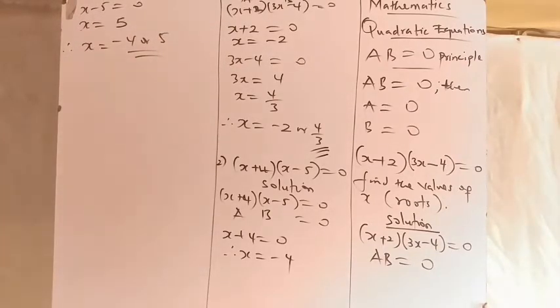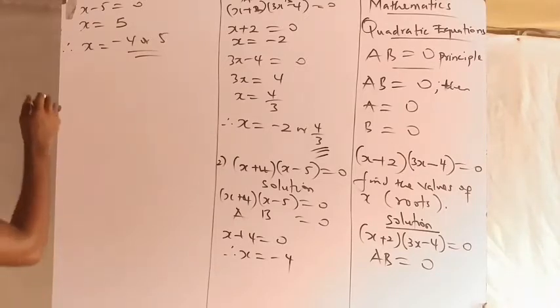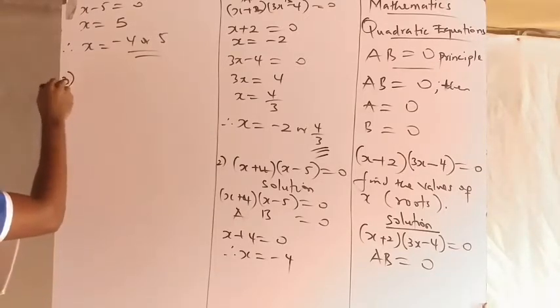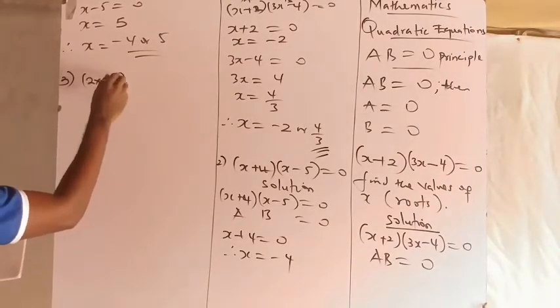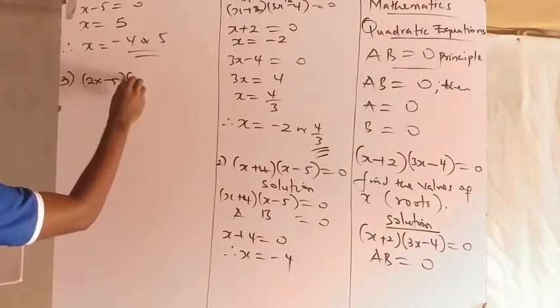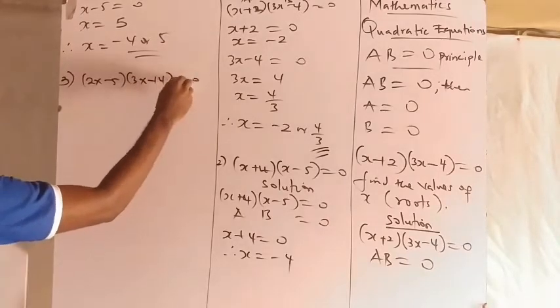Let's see another problem. It's simple. I hope you're following this. Good. Now, let's see another problem here, number 3. You have (2x minus 5)(3x plus 4) is equal to 0.